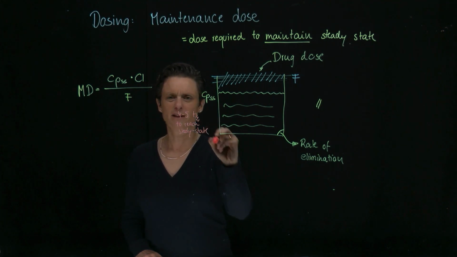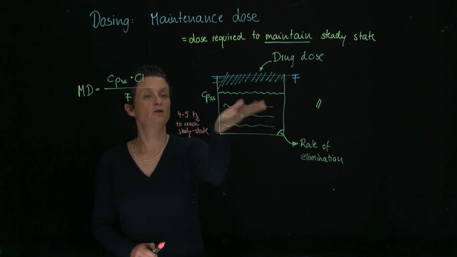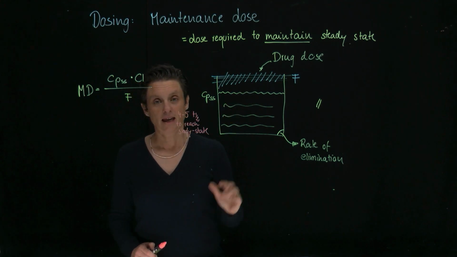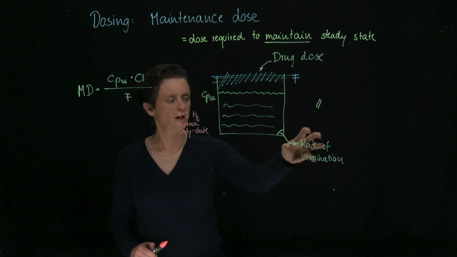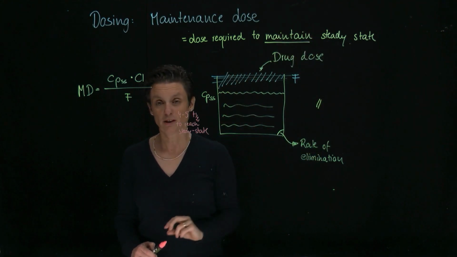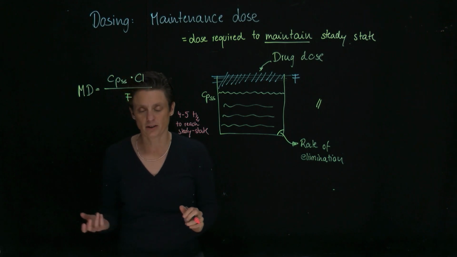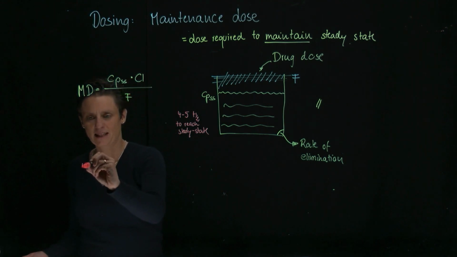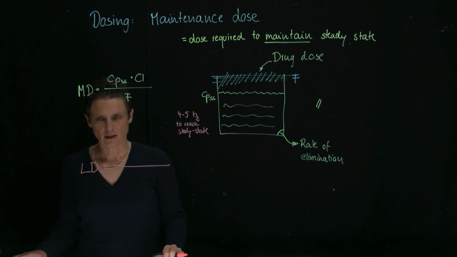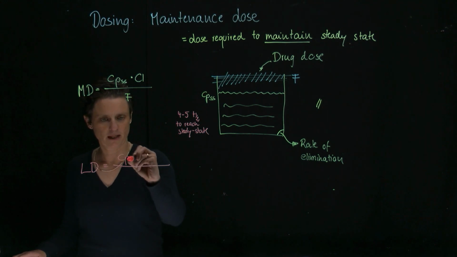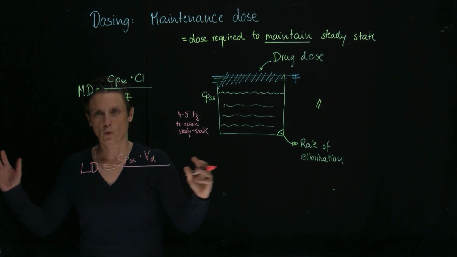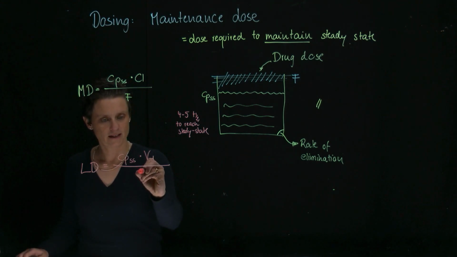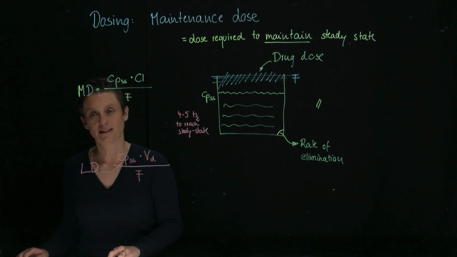What about if you don't have the time to wait till you fill the bucket and then reach steady state and have the dose in which the rate of elimination equals what you put into the bucket? Well, then there you have another possibility. That's a loading dose. And the loading dose you're going to get by multiplying the plasma concentration at steady state times the volume of distribution, where does the drug go, divided again by the bioavailability.